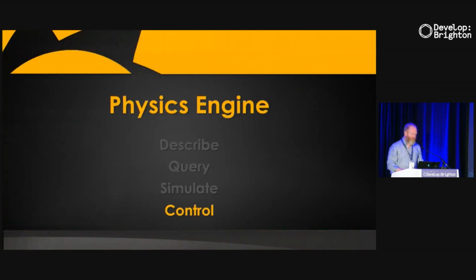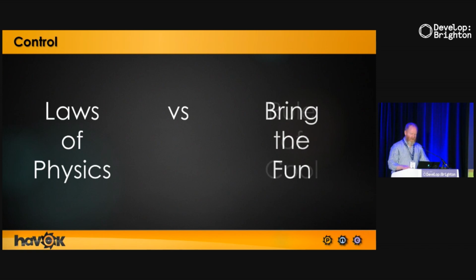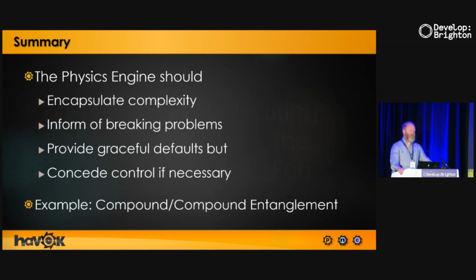I want to touch briefly then at the end on the control element that is in psychology and also essential for games. In the film space, we've got our laws of physics, and they're all lovely, but the rule of cool overrides them. So if it looks right, if Michael Bay wants it, it's going to happen. I don't know what the equivalent phrase is in games. Maybe it is bring the fun, so the game designer should be able to decide. But ultimately, the physics engine is at your mercy.